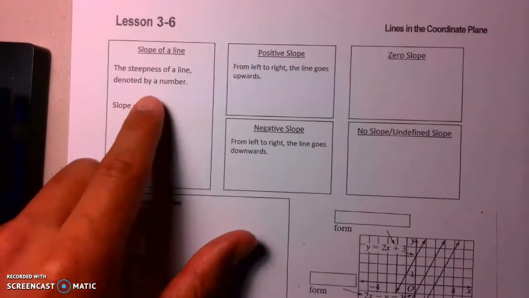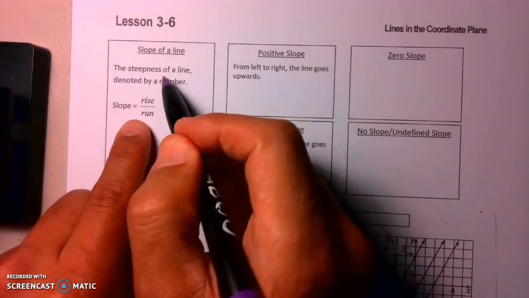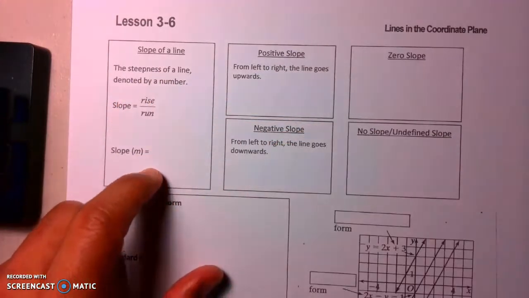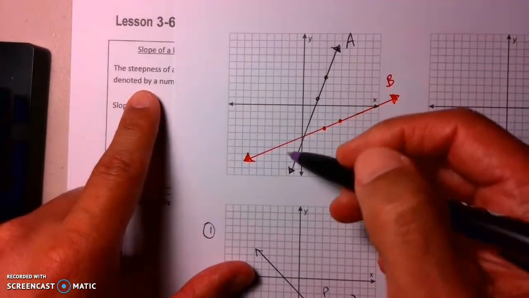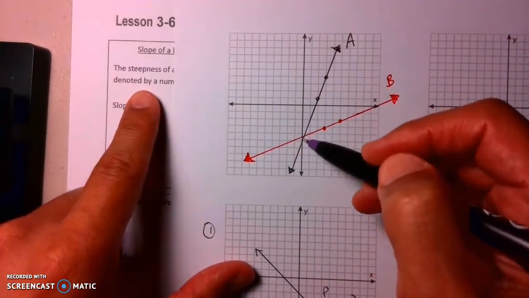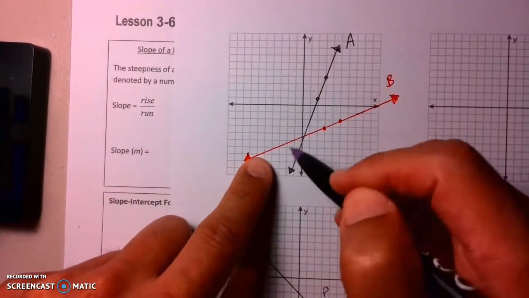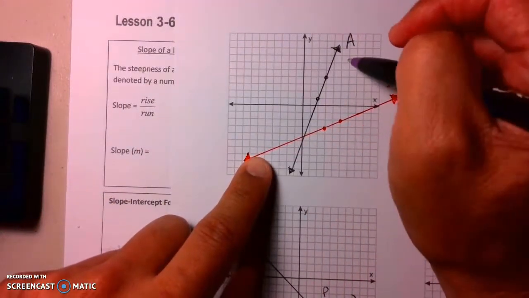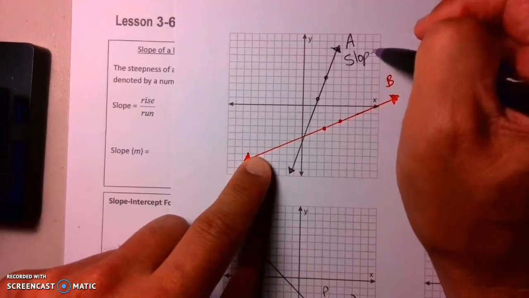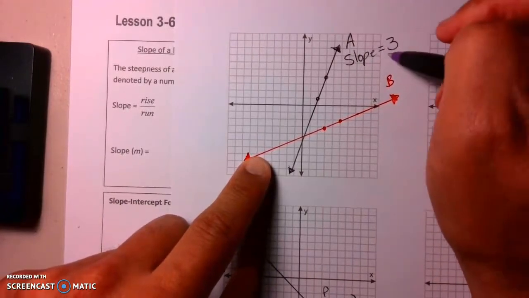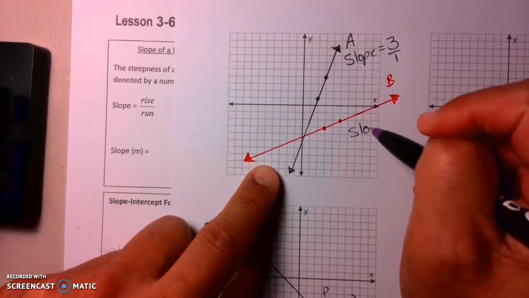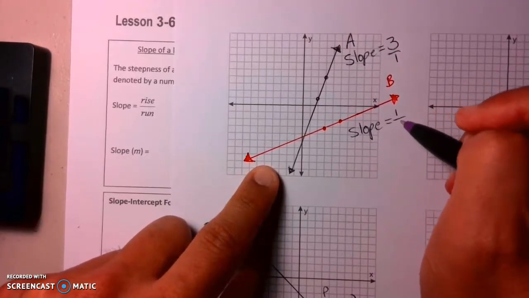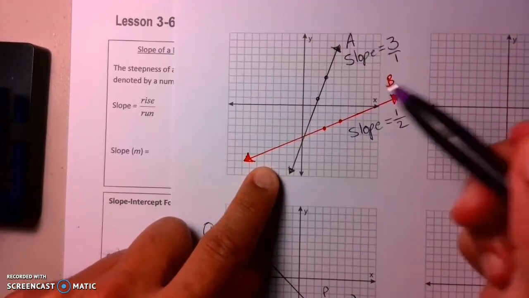The slope of a line, as we mentioned, is the steepness of a line denoted by a number. The bigger the number, the steeper the line. So if you just look at this picture here, this black line, line A, looks much steeper than line B. This one would have a bigger number. In fact, the slope of this line is 3, or 3 over 1. The slope of this red line, line B, happens to be 1/2. So obviously 3 is bigger than 1/2.